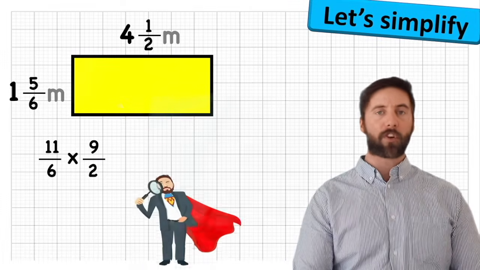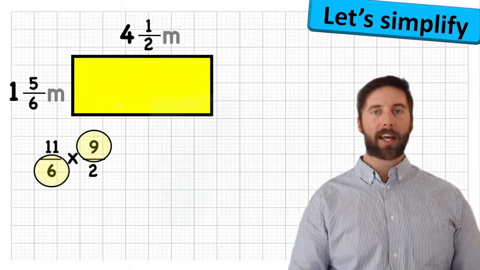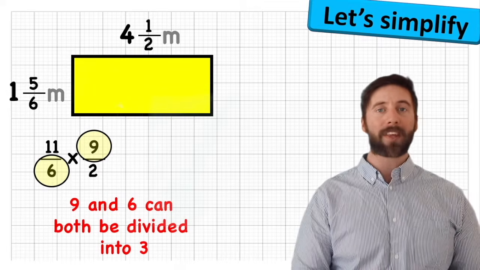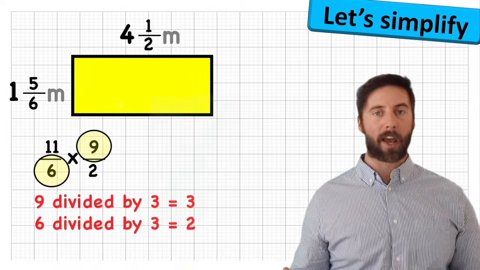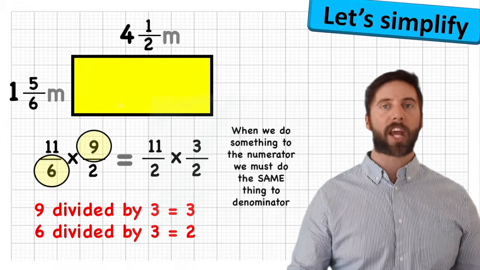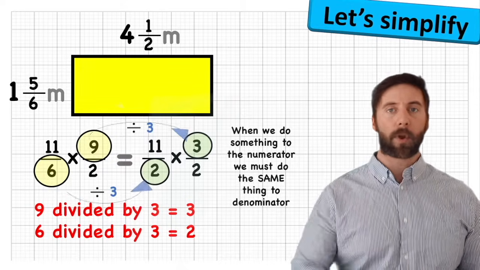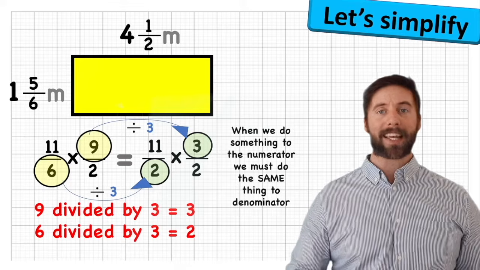And I've noticed that we've got a 6 on the bottom row here and a 9 on the top row here. And since 6 and 9 can both evenly be divided by 3, we're going to go ahead and simplify it a little bit, okay? So 9 divided by 3 is 3, so I can change that on that top row to a 3. But whatever I do to the top row, I must do it to the bottom row. So 6 divided by 3 is 2.